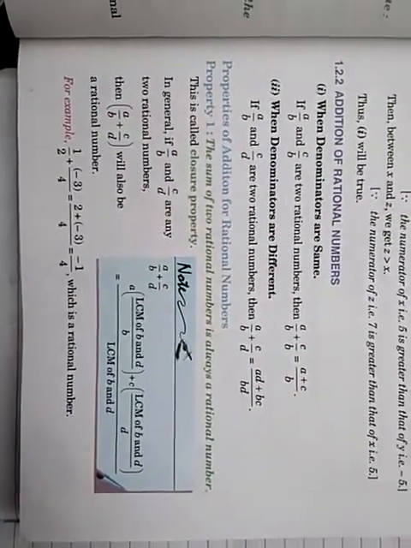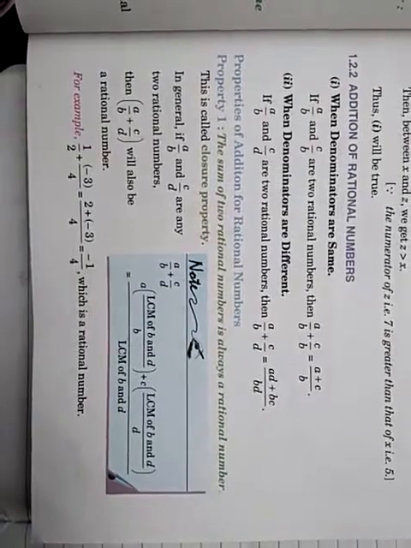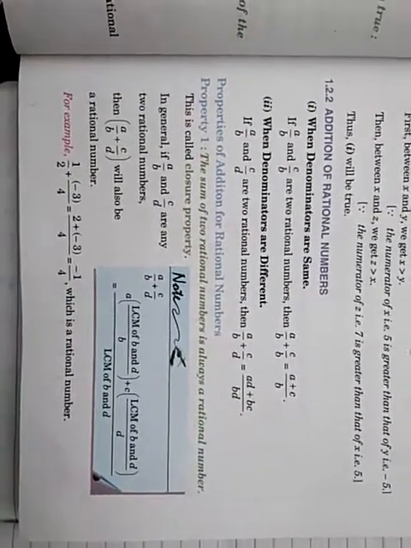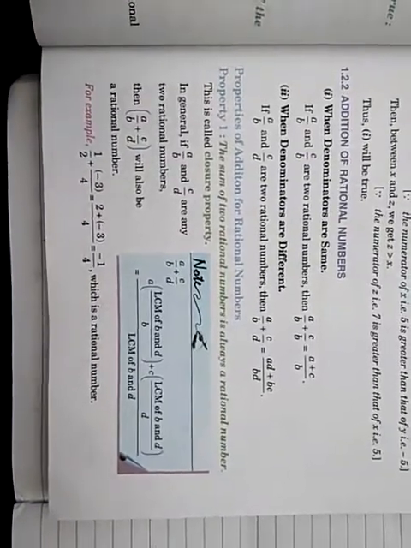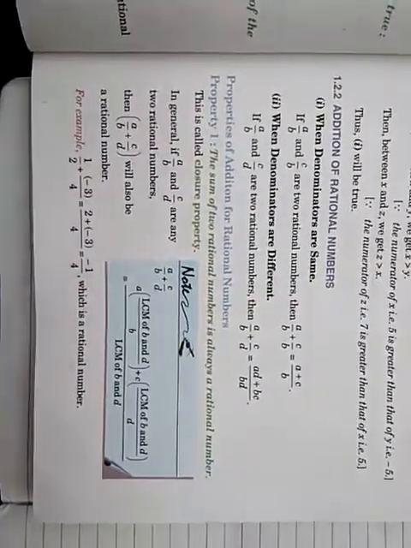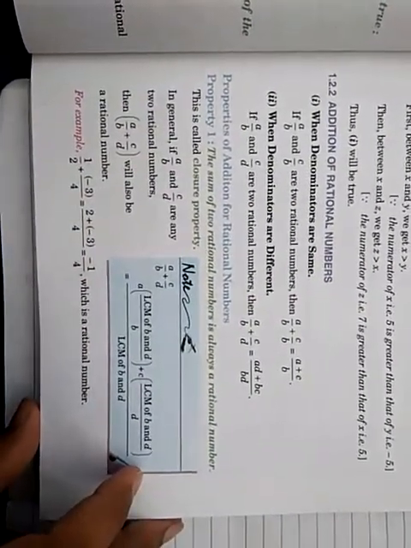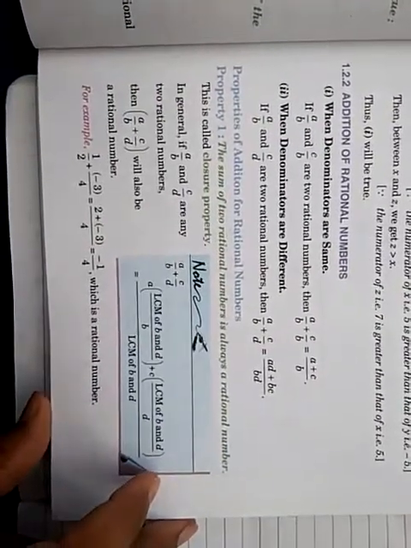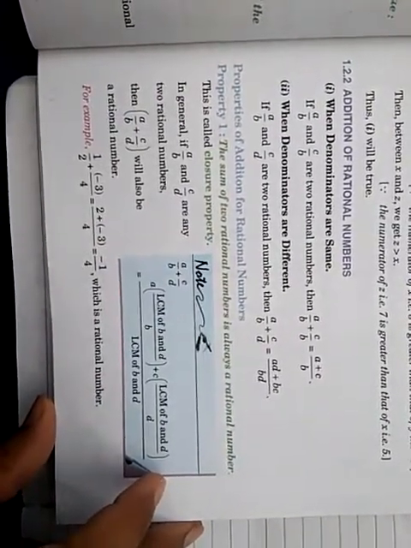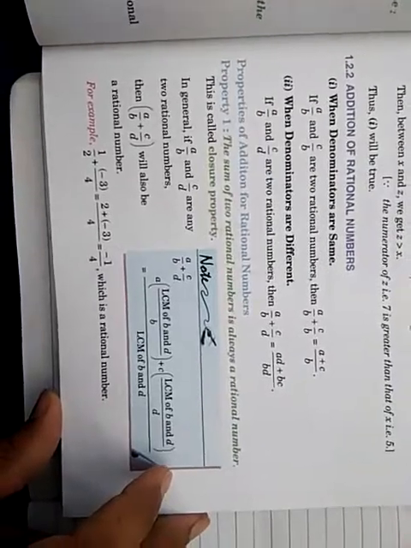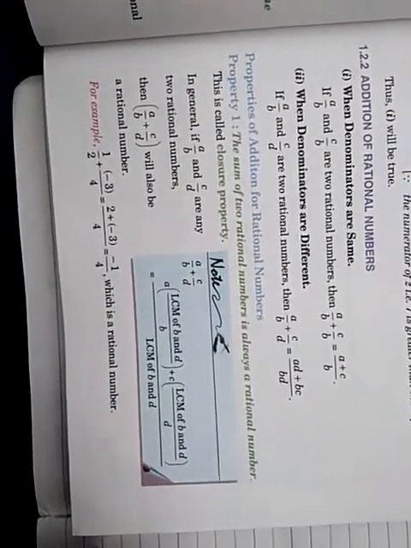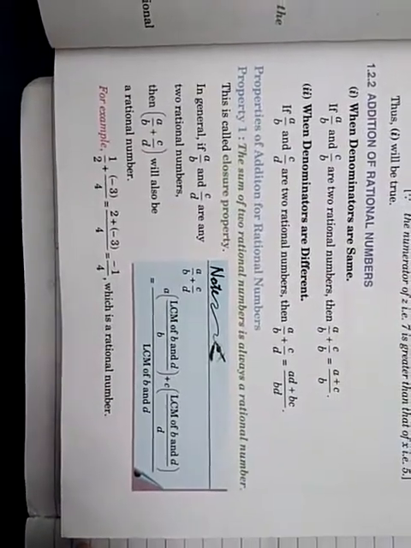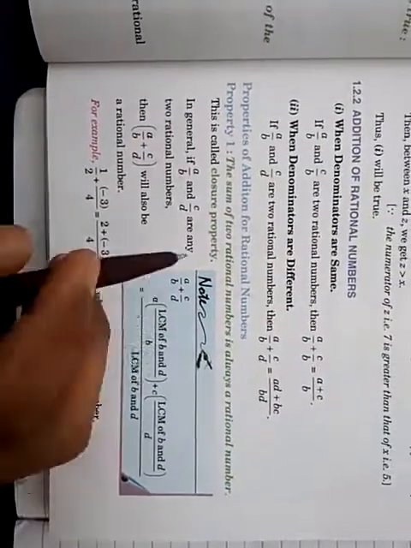Hello everyone. The topic was rational numbers and the subtopic was properties of rational numbers. We have learned the special properties of rational numbers. They were five. Now we learn addition of rational numbers and some properties of addition of rational numbers. There are two cases: when denominators are same and when denominators are different.